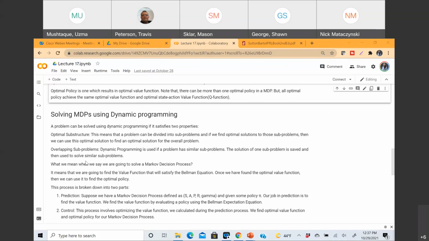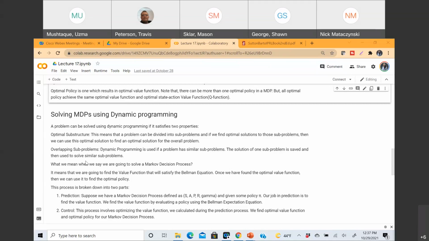Just a quick overview: dynamic programming is a divide and conquer approach, right? Essentially we have a problem, we break it down into smaller sub-problems, and instead of solving them independently, we take the results of those smaller problems and use them to solve the bigger or the larger problem, right?